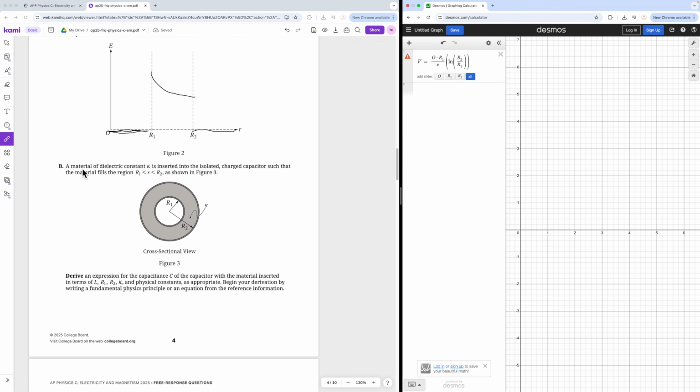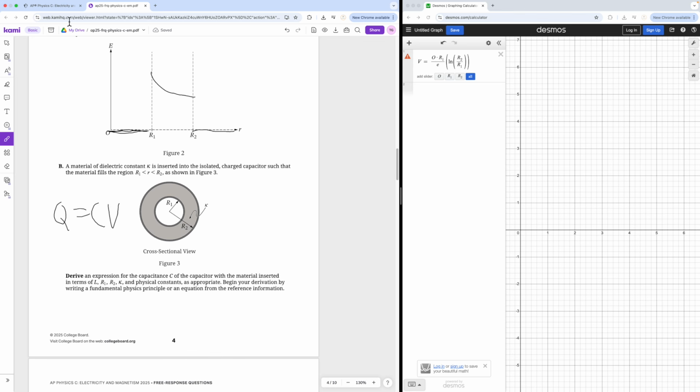Now part B. A material of a dielectric constant K is inserted into the isolated charged capacitor such that the material fills the region from R1 to R2 as shown. And we have to derive an expression for the capacitance of this capacitor. And we have to begin our derivation by writing a fundamental physics principle or equation. Well, our equation for a capacitor is going to be Q is equal to CV. That's a common equation we know.